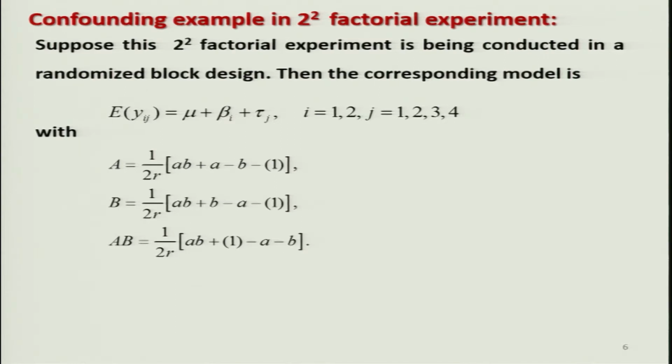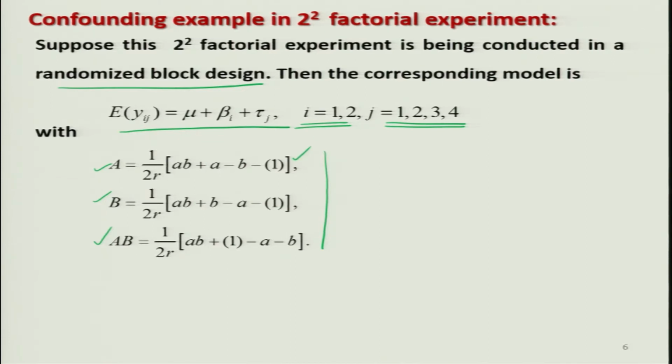Now suppose we are trying to conduct this factorial experiment inside a randomized block design. In that case we write down the model and then try to understand the meaning of this confounding. If you write down the model, it is expected value of y_ij equal to mu plus beta_i plus tau_j, where i goes from 1 to 2, meaning there are 2 blocks with parameters beta 1 and beta 2, and there are 4 treatments, tau 1, tau 2, tau 3, tau 4, which are 1, A, B and AB. Now you already understand how to write the main effects and interaction effects. This is what I have written here. We already understood in the case of factorial experiments how to obtain them, and then we write down the treatment totals by the square brackets, divided by the total number of observations.